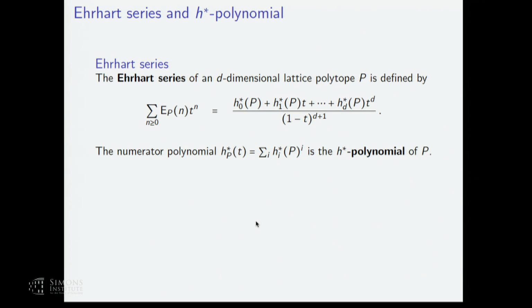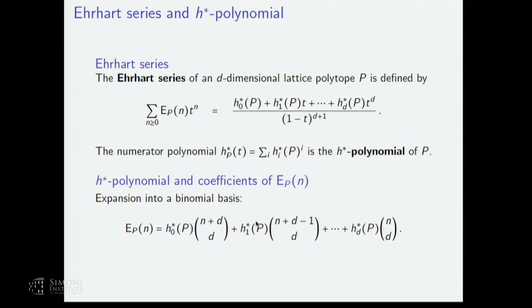Why is this numerator polynomial interesting? It encodes our Ehrhart polynomial in a different basis. If we look at the vector space of polynomials of degree at most d, then we can look at the basis n plus d choose d, n plus d minus 1 choose d, and so on. The coordinates of the Ehrhart polynomial in this basis are exactly given by the coefficients of the h-star polynomial.